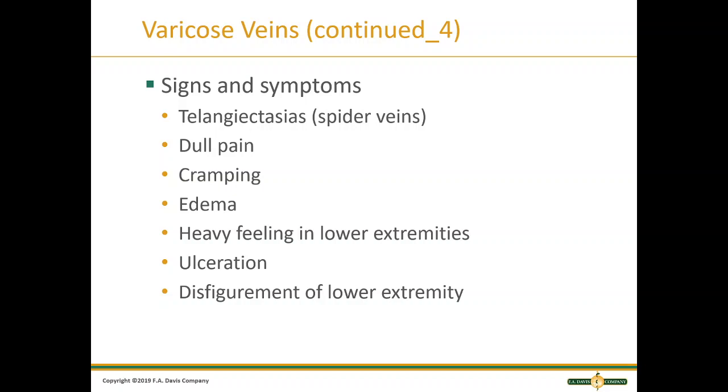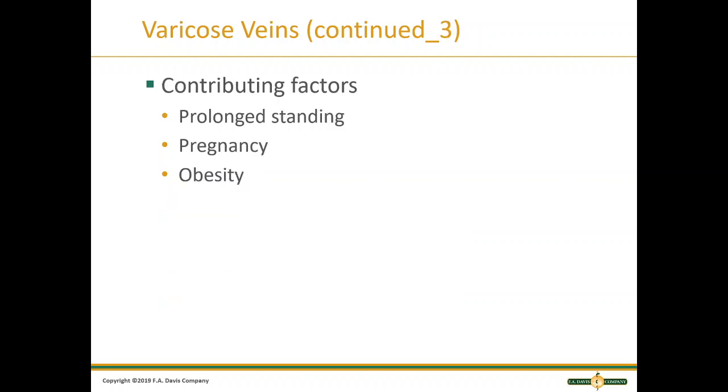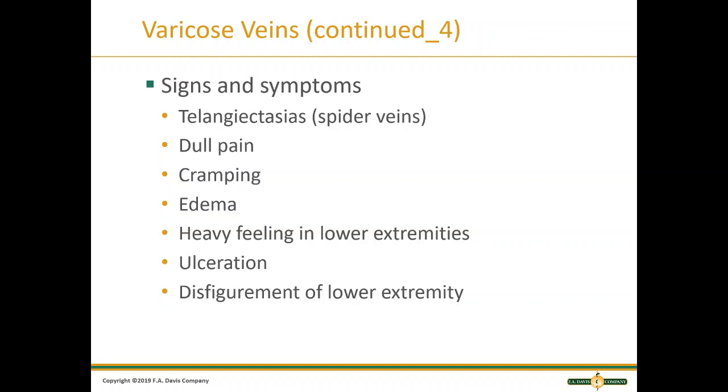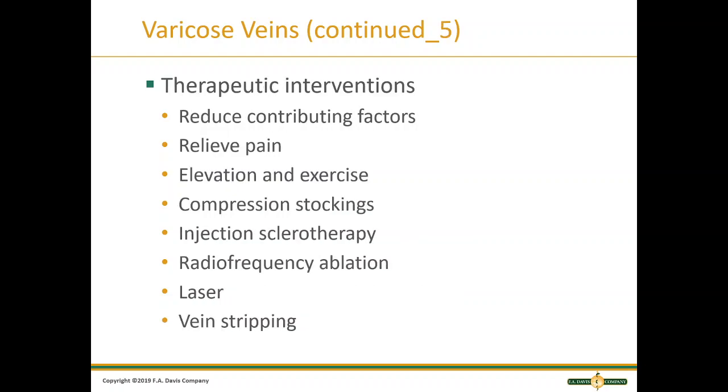Telangiectasias are spider veins. These are the ones that we more often see in our thighs. It can cause a dull pain or cramping. We have swelling, edema, heavy feeling, ulcerations, and disfigurement of the lower extremities. These will be in conjunction with varicose veins, the spider veins.